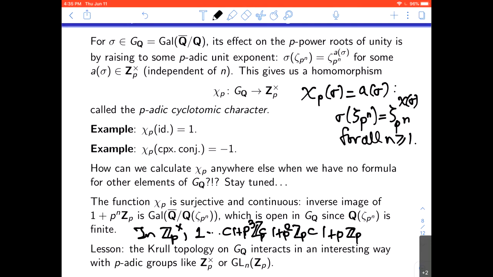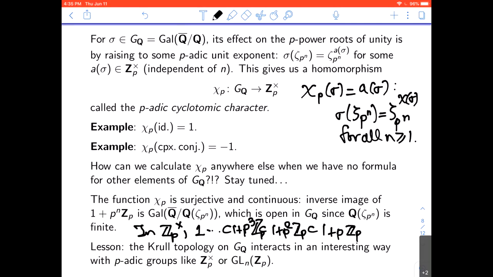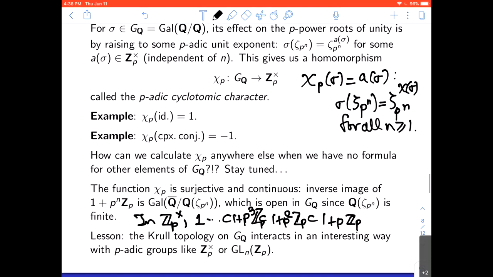So here we have a Galois representation with an infinite image. And the fact that we can do that is showing that somehow the topology on Galois groups is much more nicely aligned with the topology on p-adic groups compared to complex groups. Okay. Any questions? No? Not so far. I'll let you know if something comes up. Okay.